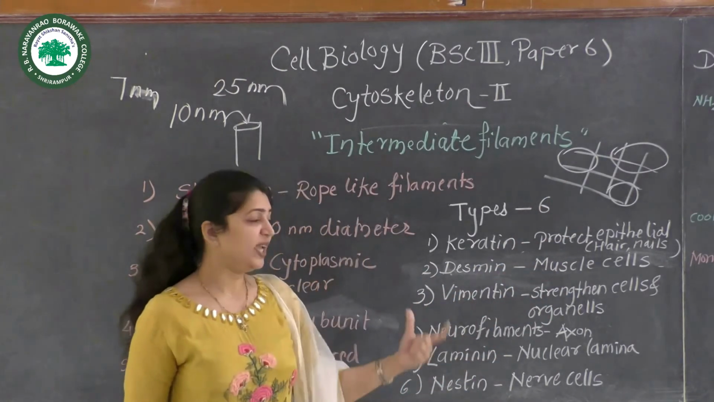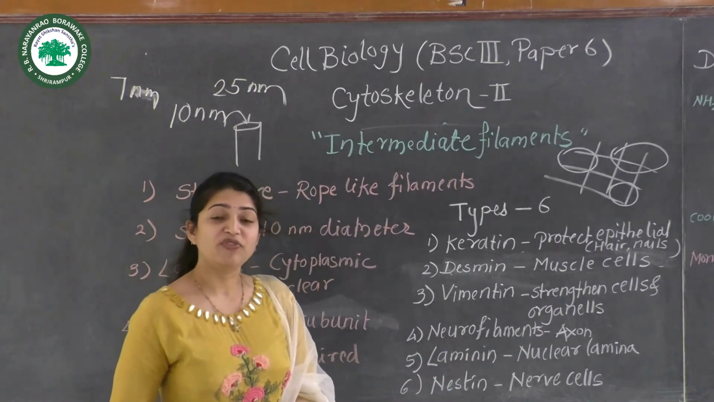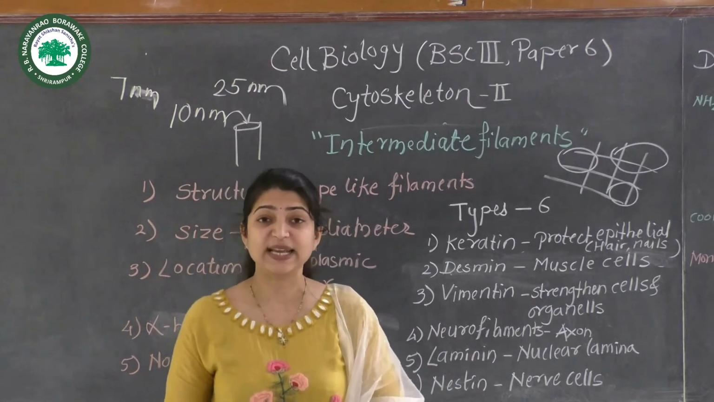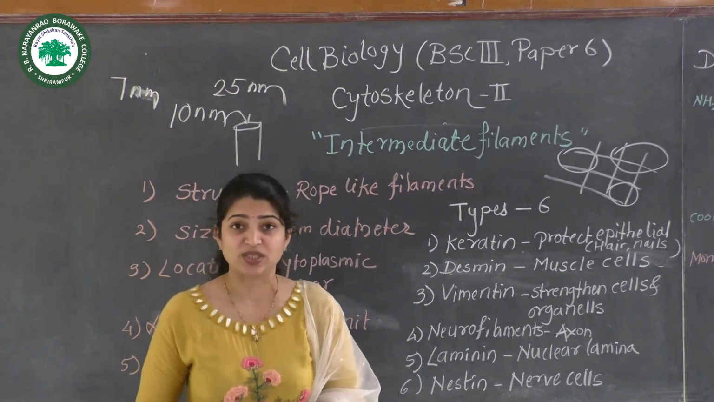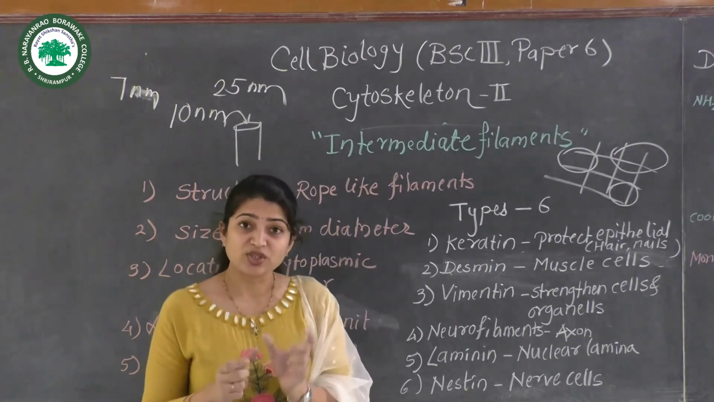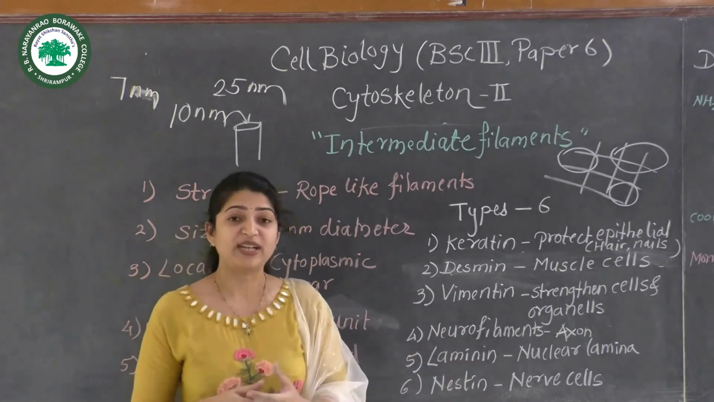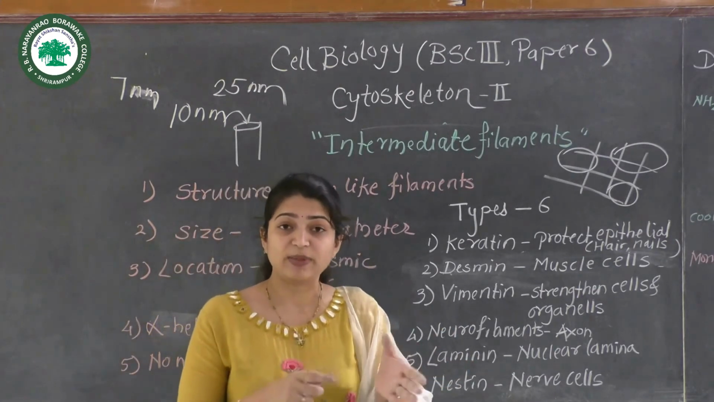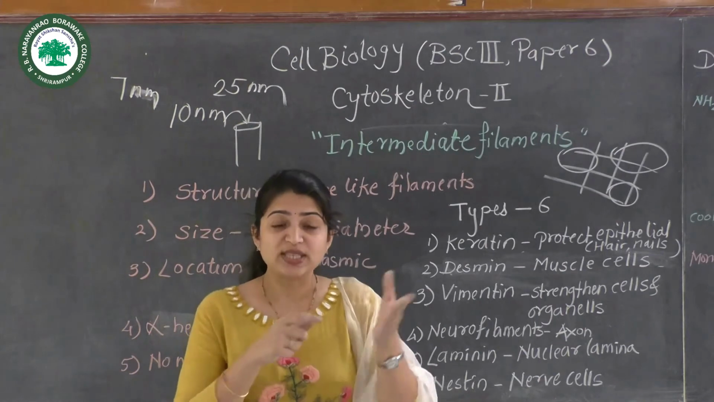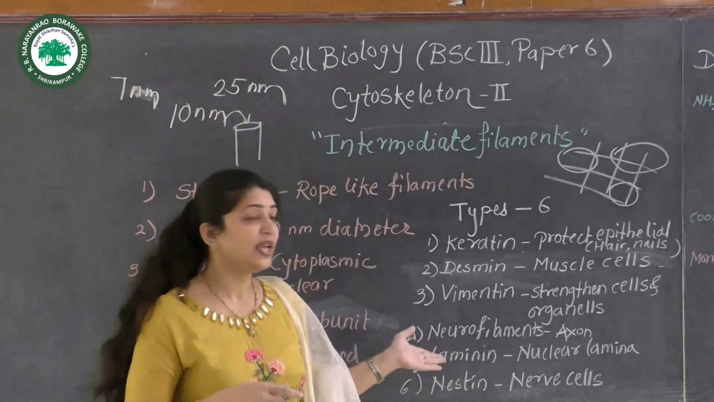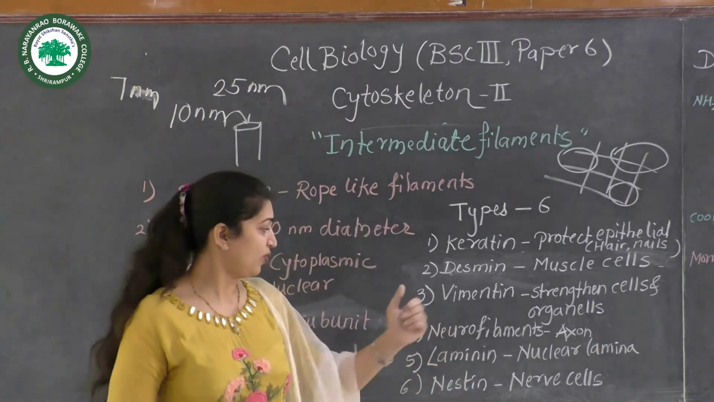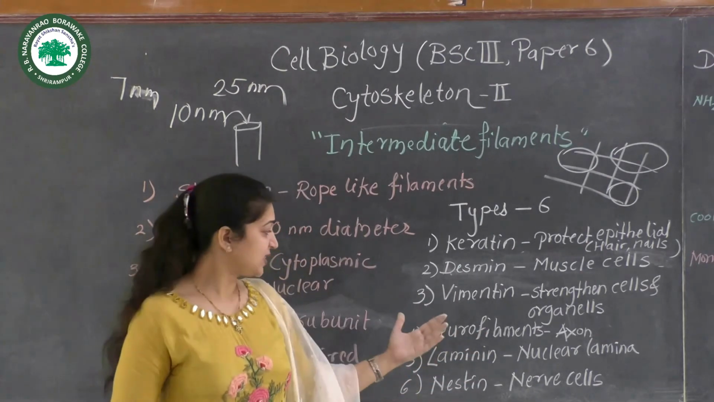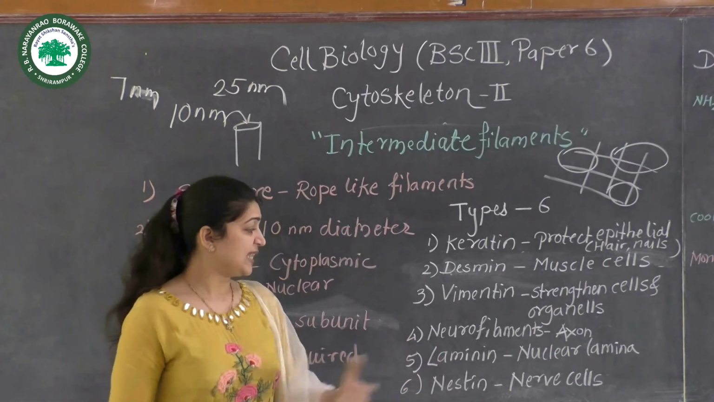Next are the neurofilaments. These neurofilaments are present in the nervous system, that is, in the axons. The axon structure is maintained by the neurofilaments to transfer signals from one position to another. So these signals are moved with the help of the neurofilaments, and the structure of the axon is maintained by the neurofilaments.